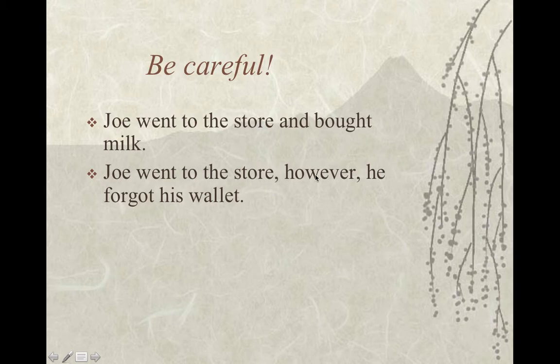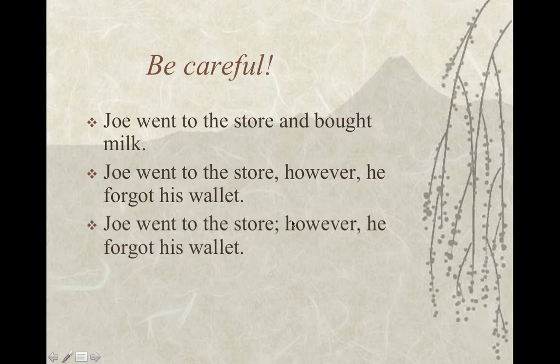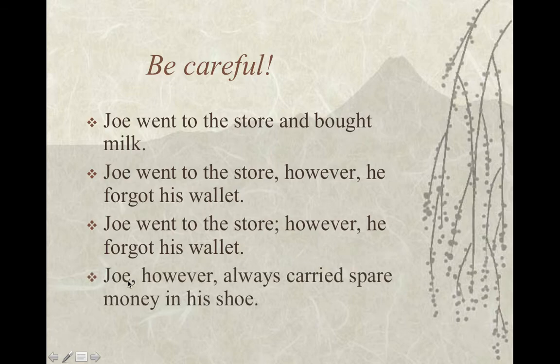"Joe went to the store, comma, however, comma, he forgot his wallet." This is also a comma splice run-on. "Joe went to the store" is a sentence. "However, comma, he forgot his wallet." That is a sentence. So this would be a good place for a semicolon. Okay? Then the however is something we've stuck in and appropriately put a comma there. Don't just go putting semicolons in front of howevers.